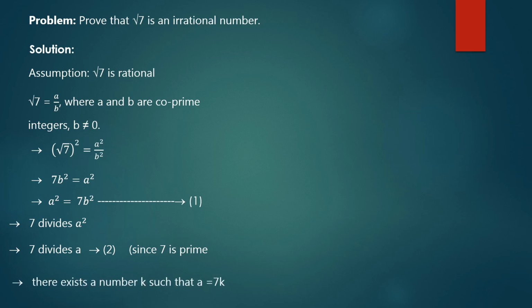7 divides a means there exists a number k such that a is equal to 7k. It is possible because 7 divides 35. The reason is 35 is equal to 7 into 5, that's why we can write 7 divides 35. In the same way, we have 7 divides a. That means there exists a number, we don't know what number because there is no specific value for a, so a is equal to 7k. k can be anything.